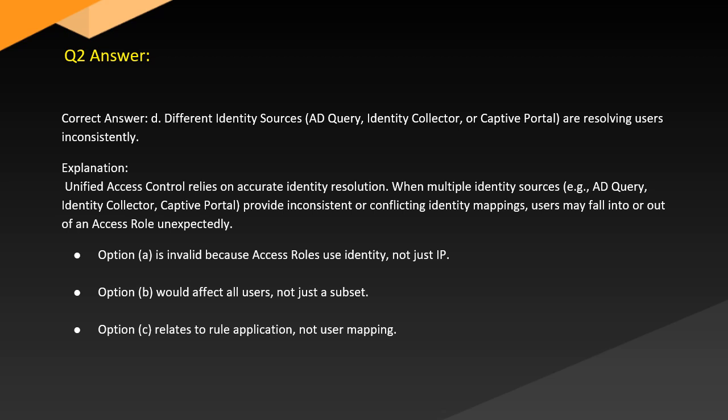Option A is invalid because access roles use identity, not just IP. Option B would affect all users, not just a subset. Option C relates to rule application, not user mapping.